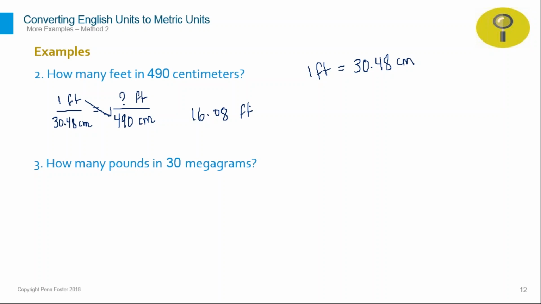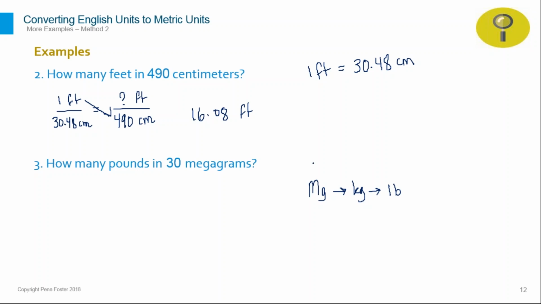Third example, how many pounds in 30 megagrams? If you look back at the chart or the conversion table, you will not find a direct relationship between pounds and megagrams. You will find the relationship between megagrams and kilograms and pounds. So it seems that we have to do a double proportion to get to the answer. So our plan is to convert megagrams to kilograms and from kilograms to pounds.